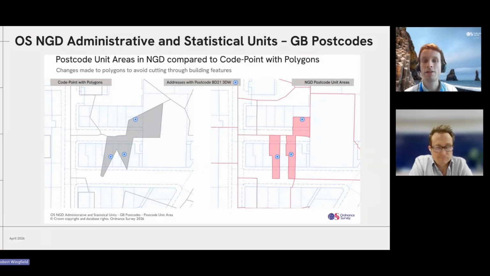I should stress though that postcode areas are really only useful for one thing, and that's really around delivering post and that postcode information.